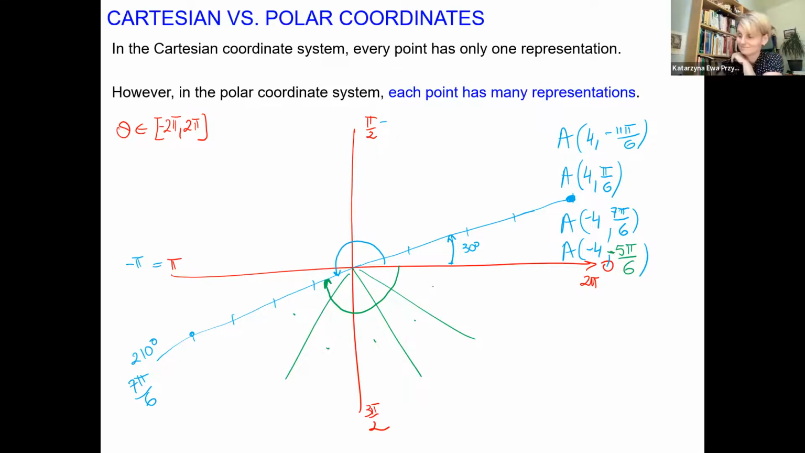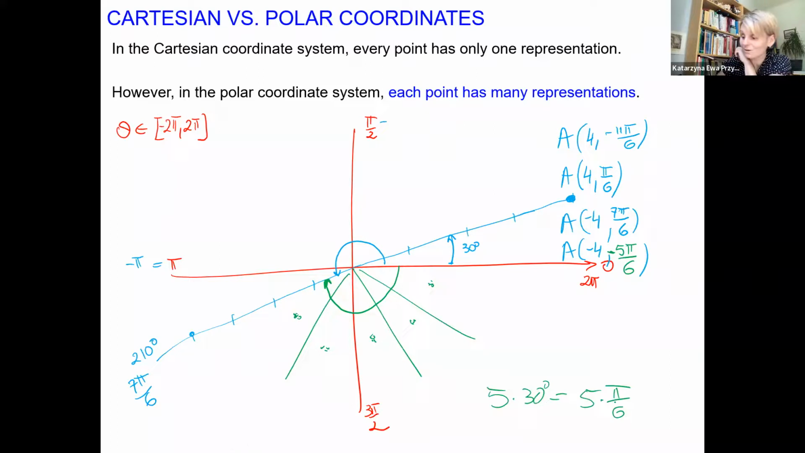Yeah, that's good. 3 times 30 is 90, and then 1, 2, 3, 1, 2, 3. But we're just reaching this one. We have 5 times 30, which is 150, but we're using radians, pi over 6. But it's negative because we went in the clockwise direction.